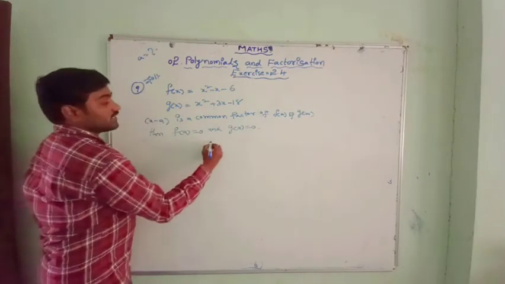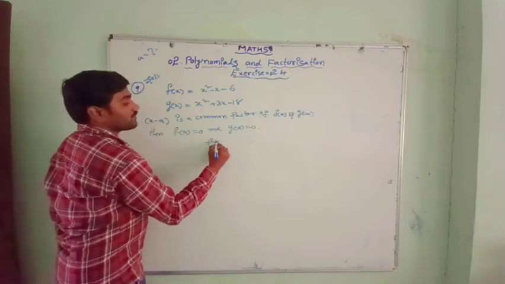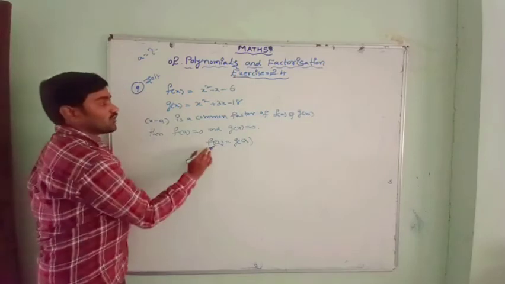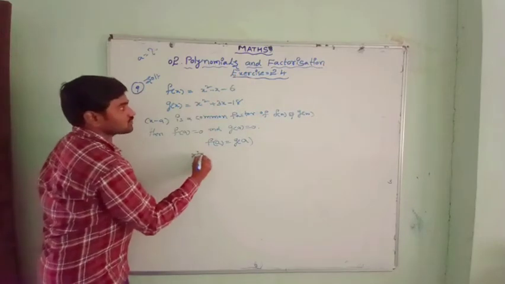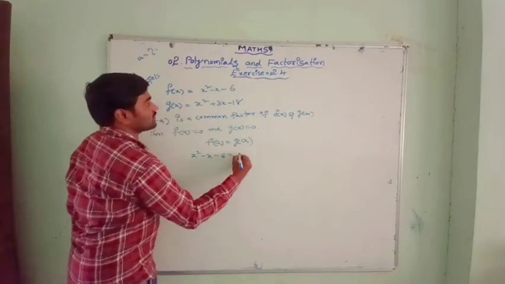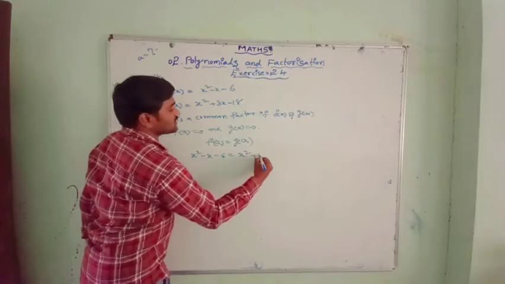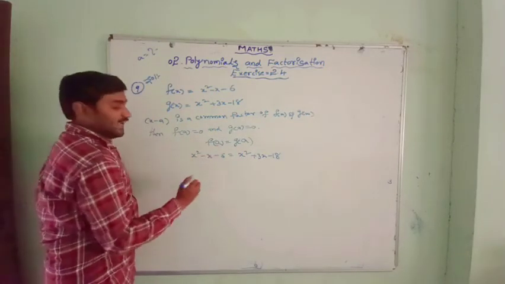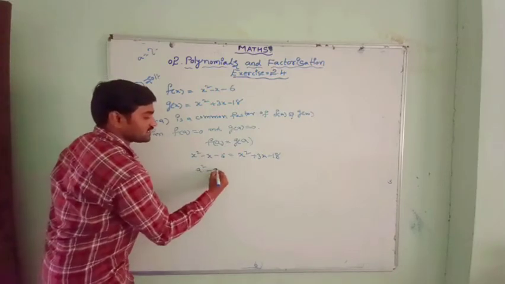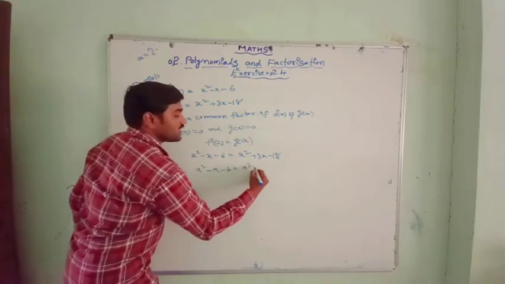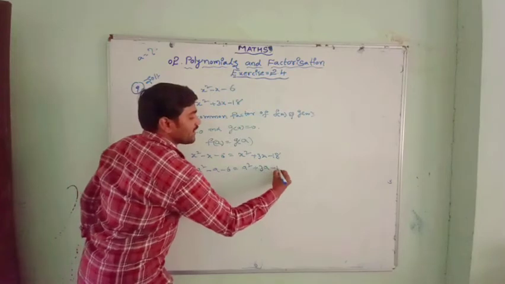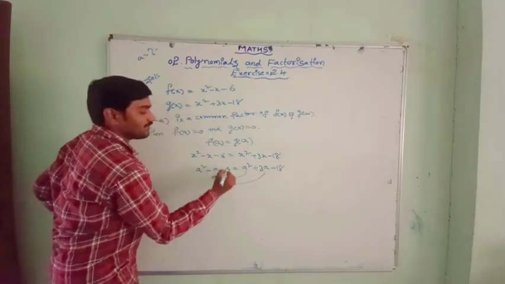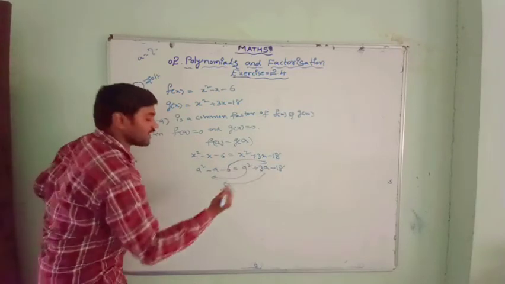So here let us take f of a equal to g of a. So what is f of x first? x square minus x minus 6, that equals g of x, which is x square plus 3x minus 18. In the place of x we are going to put a here. So a square minus a minus 6 equals a square plus 3a minus 18. Simple: variables all we will send to one side and constant numbers we will transfer to the other side.